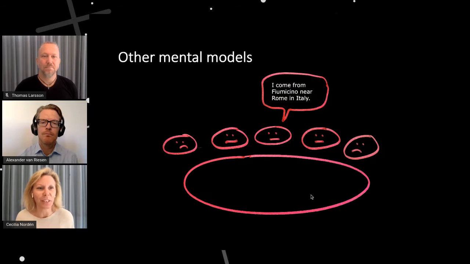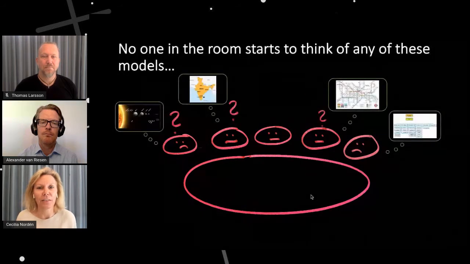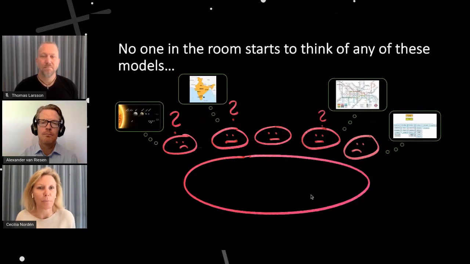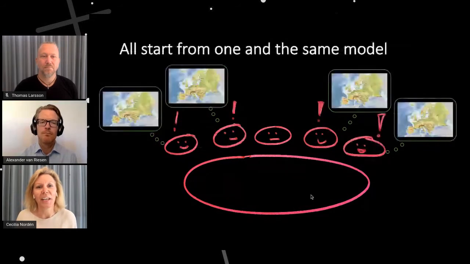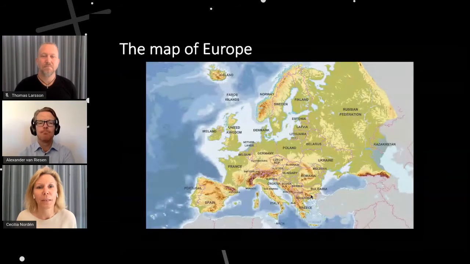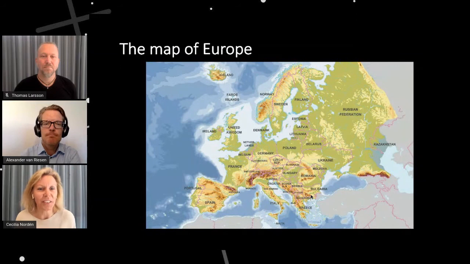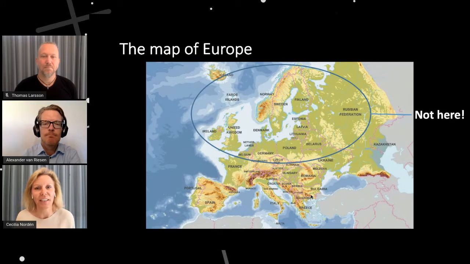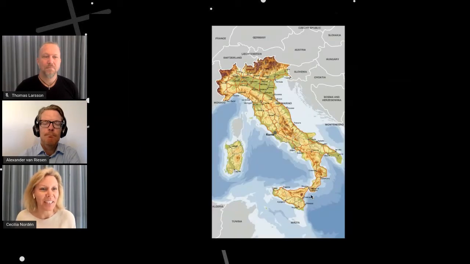We're introducing ourselves in a meeting, and here's a person saying, "I come from Fiumicino near Rome in Italy." And it's not like these kinds of models are the ones that pop up for people in their mind, because everyone starts from one and the same model, and that's the map of Europe. And given the information that we had, we can say that at least Fiumicino is not here, because we heard Italy, and that's a very recognizable country due to its form. So we can zoom in towards Italy. And if we have any clue about where maybe Rome is situated, we can zoom in towards that area.